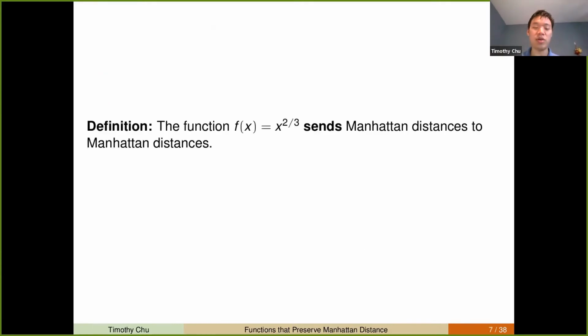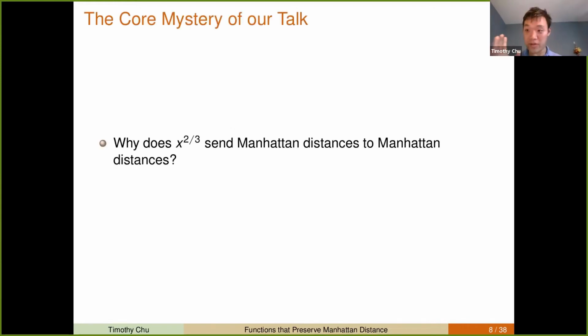All right. So in this case, we say that the function f of x equals x to the 2/3 sends Manhattan distances to Manhattan distances. That is, given any endpoints in any dimension d, if you apply x to the 2/3 to each pairwise distance, you will always get a Manhattan distance back. And there's no restriction on the dimension of your resulting Manhattan distance. So the core mystery of the talk, which is what you should hopefully come away with, is why does x to the 2/3 send Manhattan distances to Manhattan distances? In this talk, I promise you a full and mostly self-contained proof of this fact.